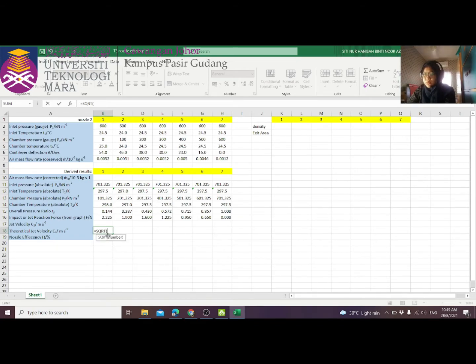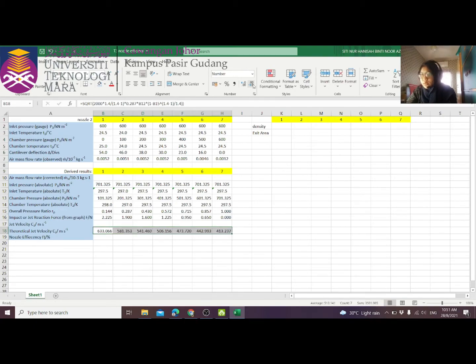SQRT square root and then 2000 times 1.4 over 1.4 minus 1 times 0.287 times inlet temperature, which is this one, yes, this one, times in bracket 1 minus RP over this, and power of in bracket 1.4 minus 1 over 1.4. So enter. Yes, okay.